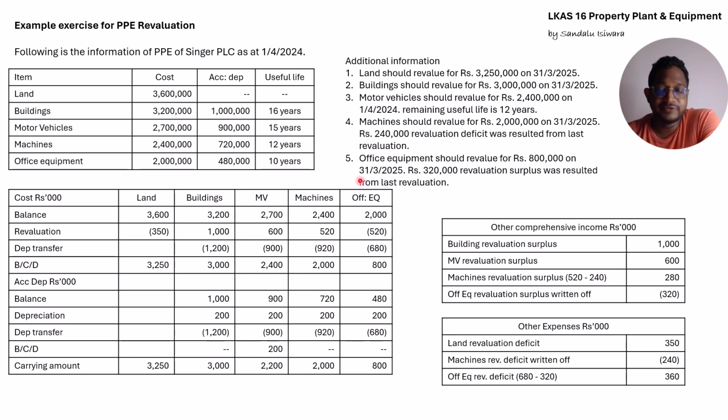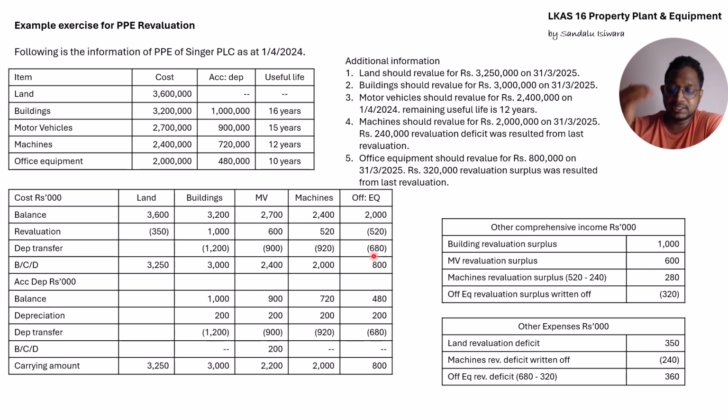And the final one, the office equipment should be revalued at 800,000 for the second time, and there is a revaluation surplus from the first time. That doesn't matter when you're doing the revaluation. First of all, find out the depreciation. You are revaluing this office equipment as at the closing day. So 2000 divided by 10 years is 200. And the total accumulated depreciation you should transfer from here to here. And 2000 minus 680, the carrying amount of the office equipment is 1,320,000.